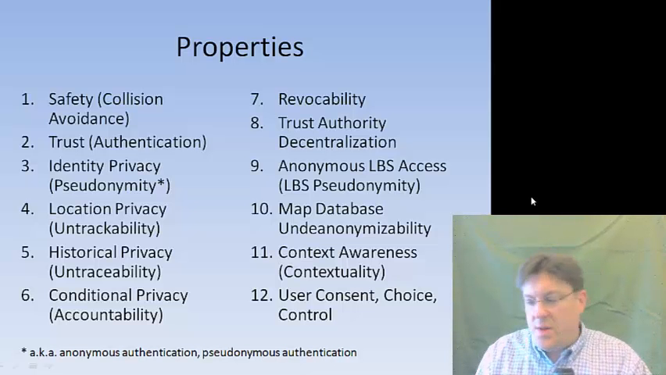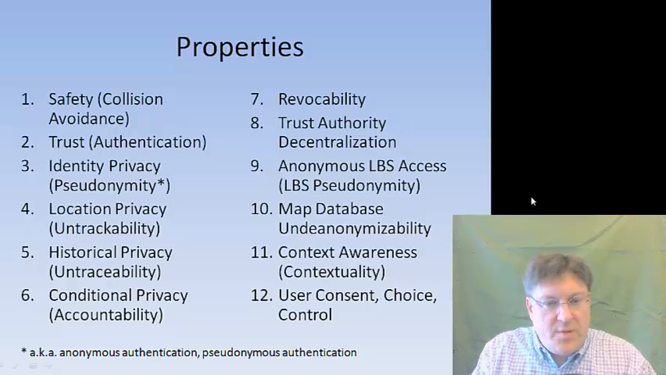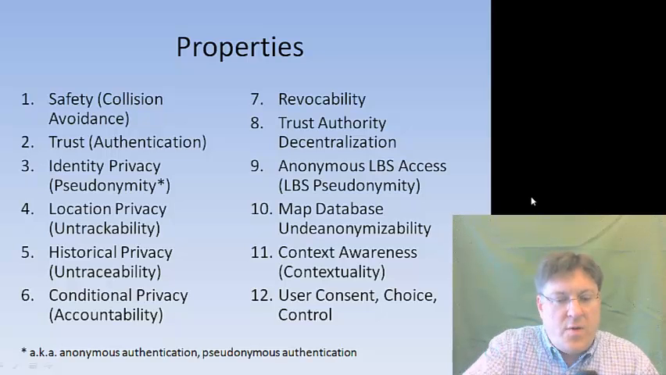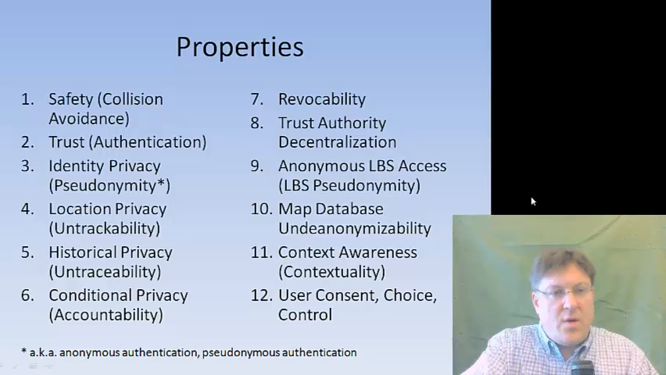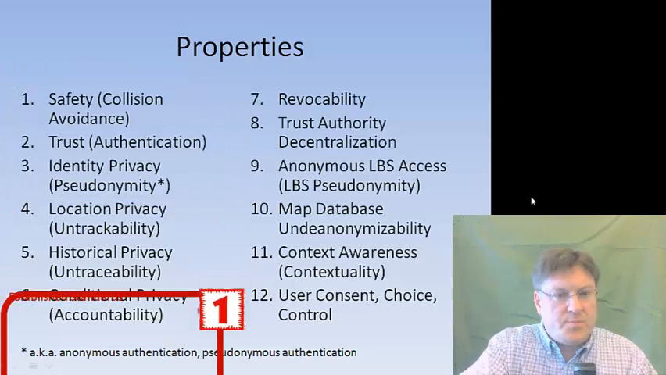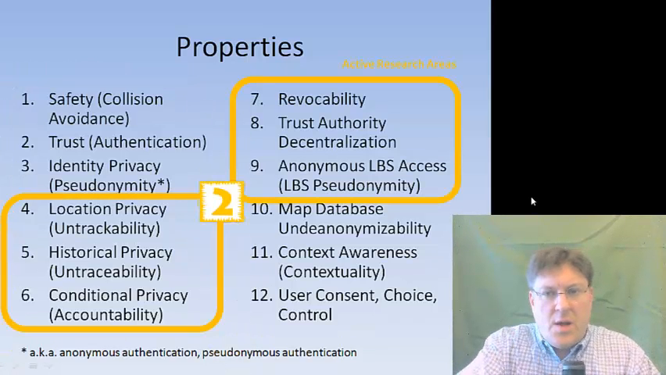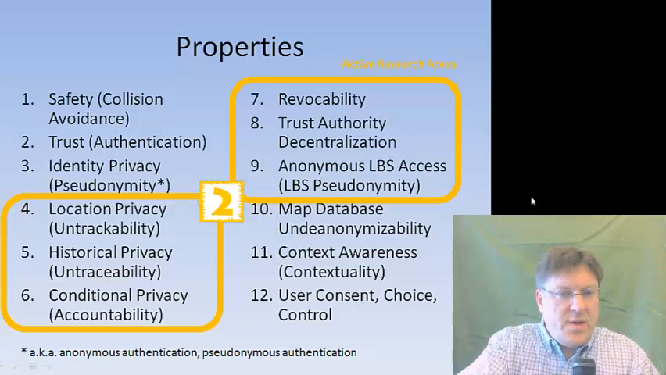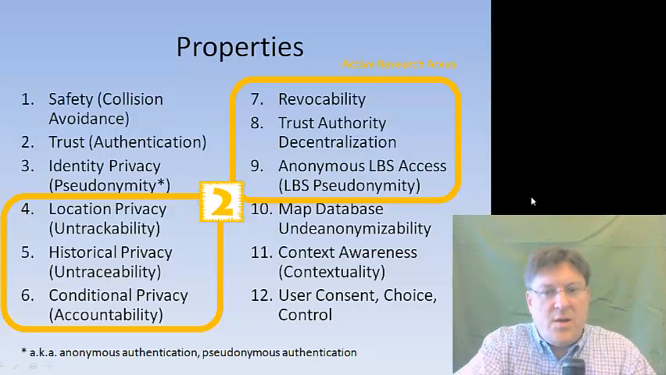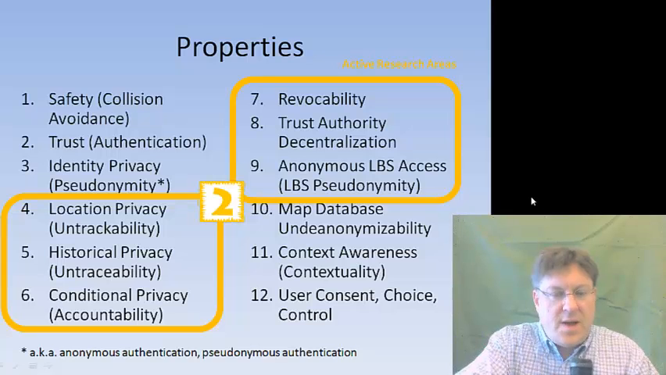So we've looked at some of the general properties. Now let's look at some specific privacy properties that are involved in vehicle networks. We're going to divide these into categories. One is going to be established standards: safety, trust, and identity privacy. 2 is going to be active research areas. This includes location privacy, historical location privacy, conditional privacy, revocability, trust, authority, decentralization, and anonymous LBS access. These are areas that have been studied. There are papers published on them, and they've been looked at, but nothing has been decided.